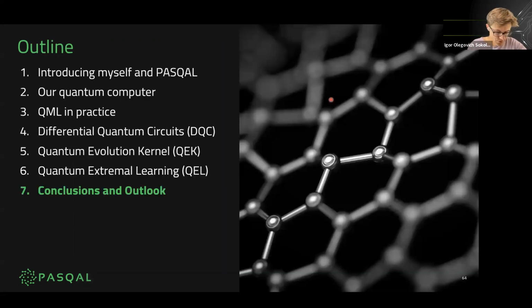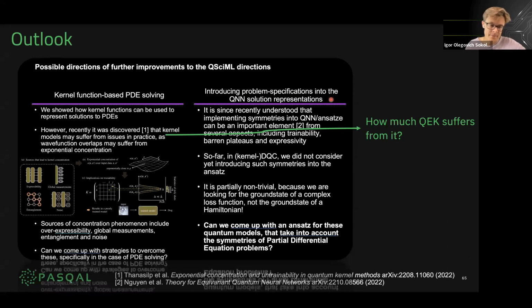And so I wanted to now start to approach an end of this talk. We've seen a lot of things now. One of the things in kernel methods that was recently shown is this problem of exponential concentration, that the quantum kernels are problematic, and how can we overcome this? They are not practical when you scale them up. And then we don't know yet the open questions, such as if that kernel does suffer from it.